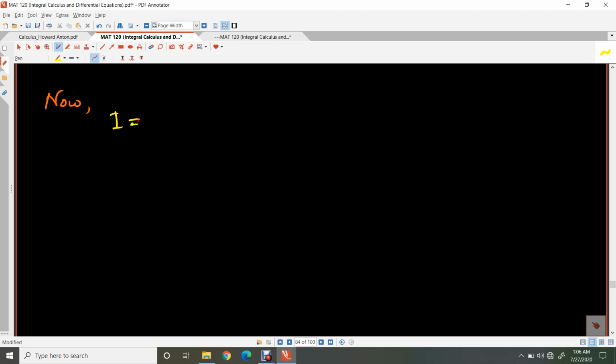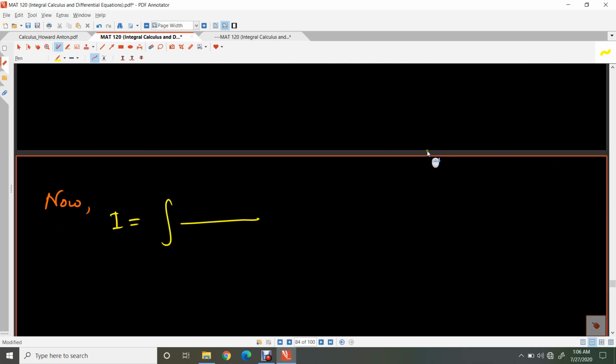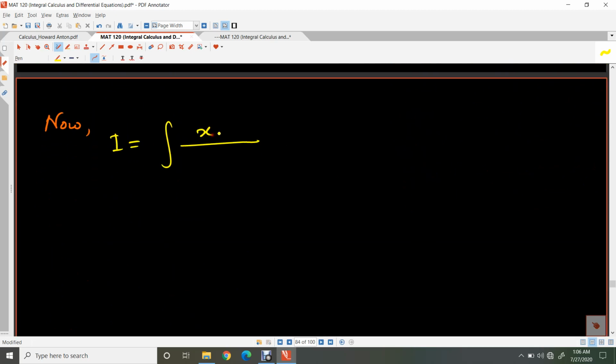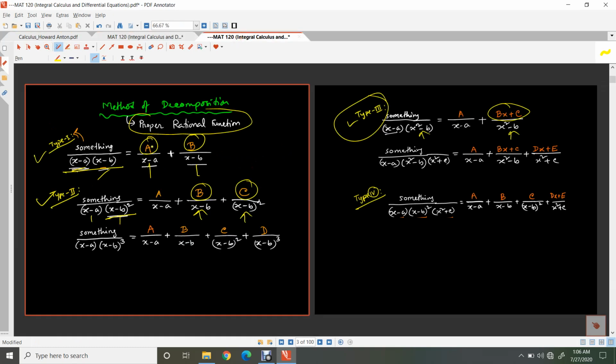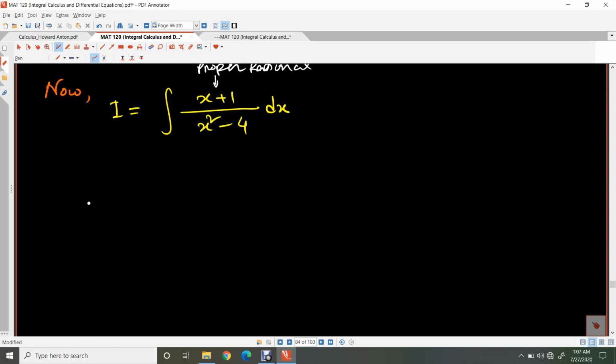So I equals, we have considered, (x + 1) over (x^2 - 4). Now, going with our previous section, it is a proper rational function and it may be of any of the types, type 1, type 2, or type 3. So let's check. This function is proper rational now. So just to integrate this one, at first we can apply the method of decomposition.